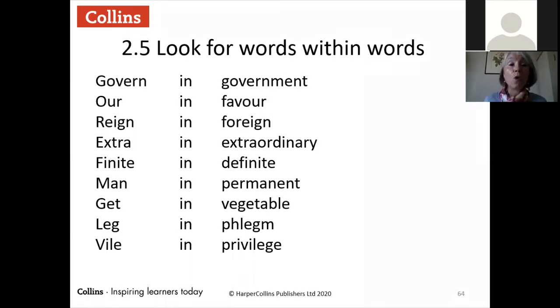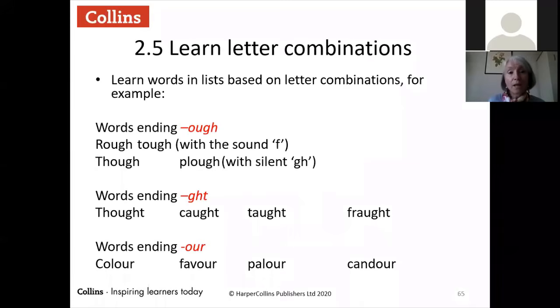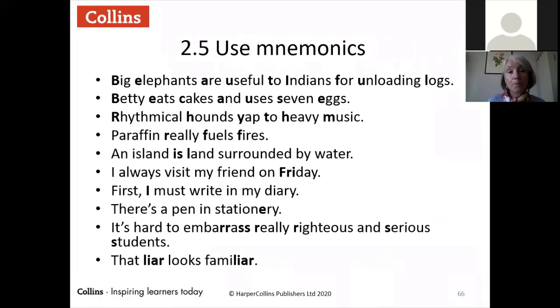Look for words within words. This is particularly helpful when you're thinking about some of the tricky silent letters. So govern in government. Now in government, the N is silent, but it's not in govern. So that can be helpful. So look for words within words. Learn letter combinations. Learn all of the words ending O-U-G-H, where the GH represents the sound f, or the GH is silent. Learn all the words ending GHT, O-U-R.